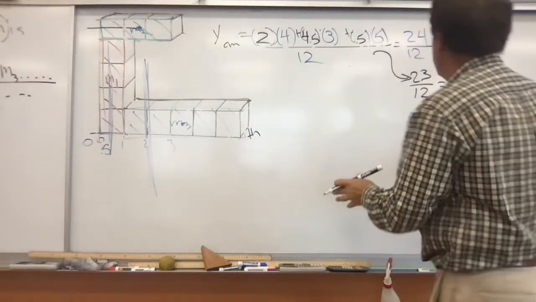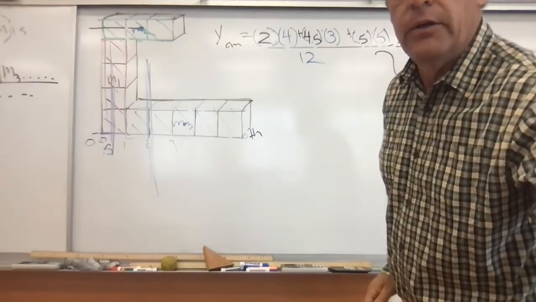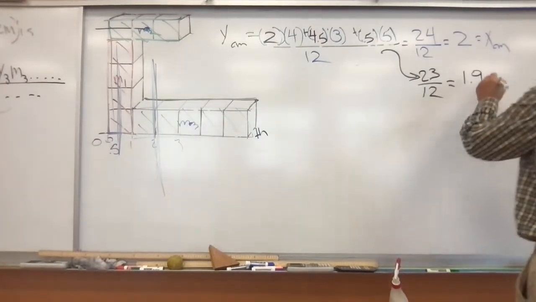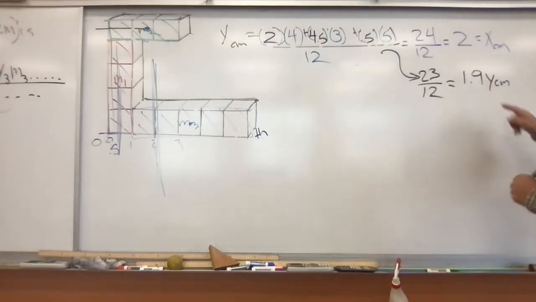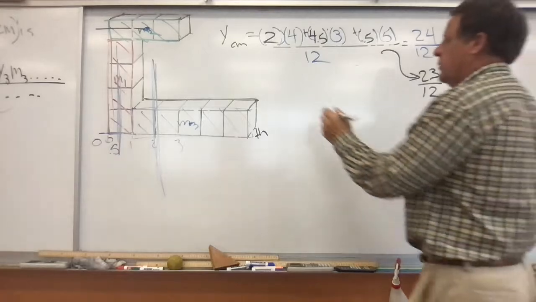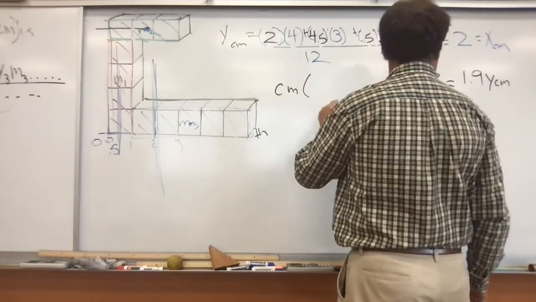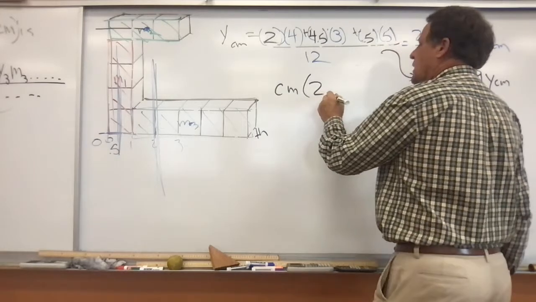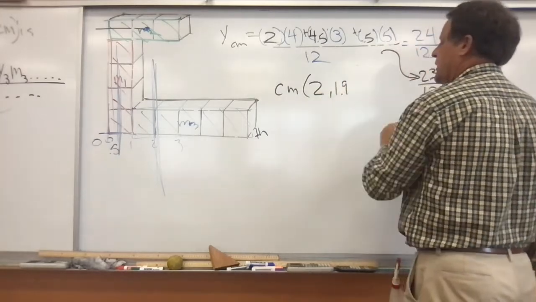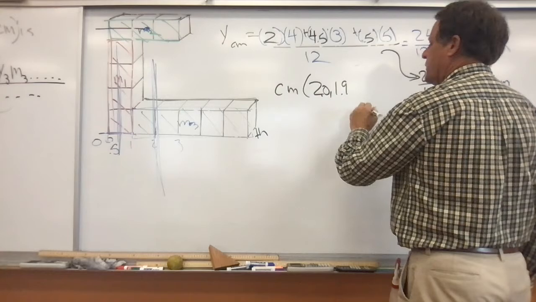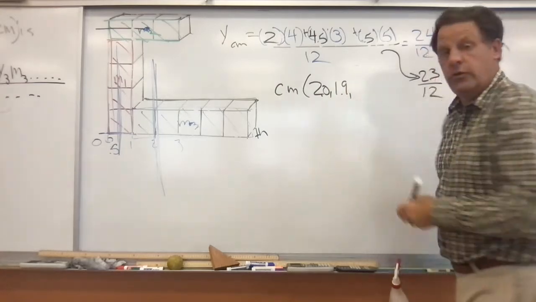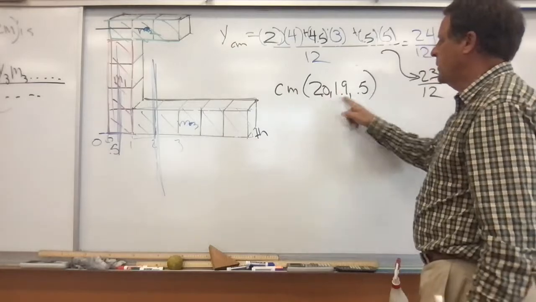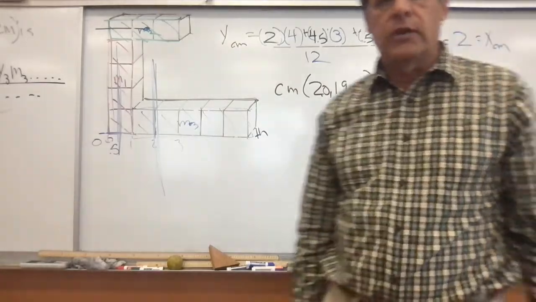We're going to call that 1.9 meters for our center of mass. So the y center of mass is going to be 1.9. So we can say center of mass would be 2 in the x direction, 1.9 in the y direction, so we could call it 2.0. And then if we wanted to do the z direction, that would be 0.5, and that would be our x, y, and z direction.